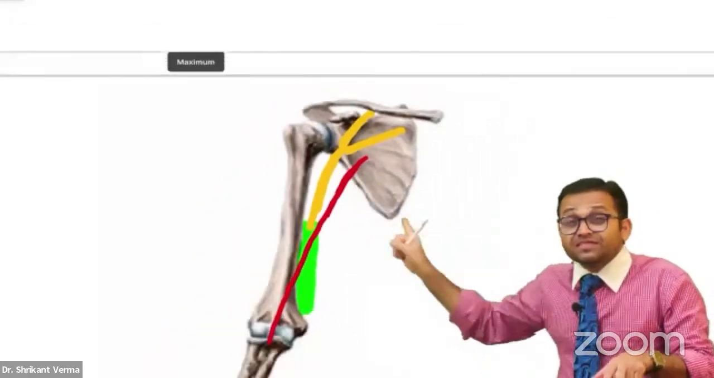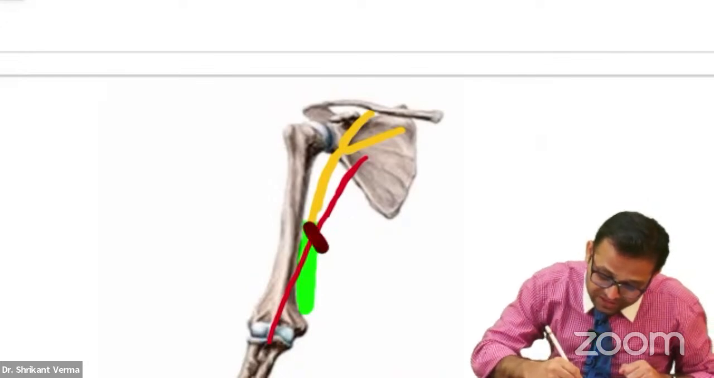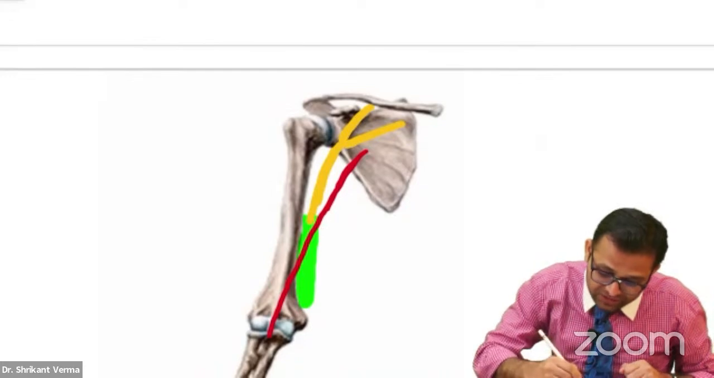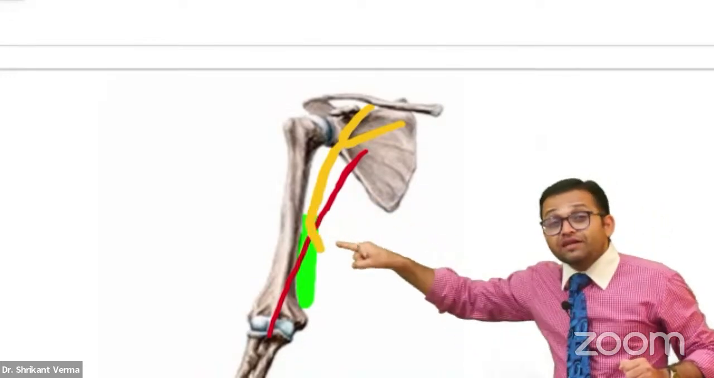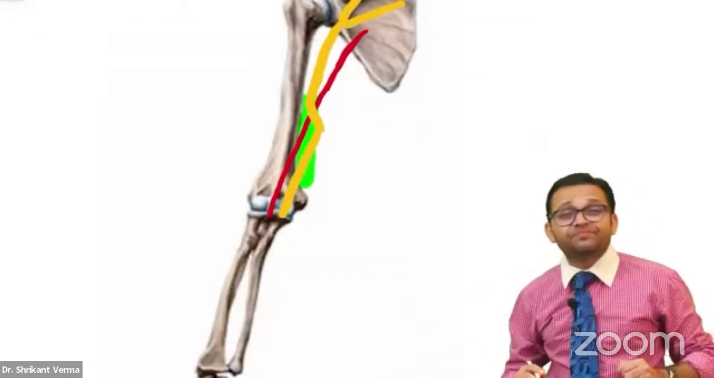Initially, the median nerve is lateral to the brachial artery, but at the level of the coracobrachialis insertion, it is crossing. It is a very important viva question. At the CBI, coracobrachialis insertion, it is crossing the artery from lateral to the medial side. Okay, sir. And then it is running medially.